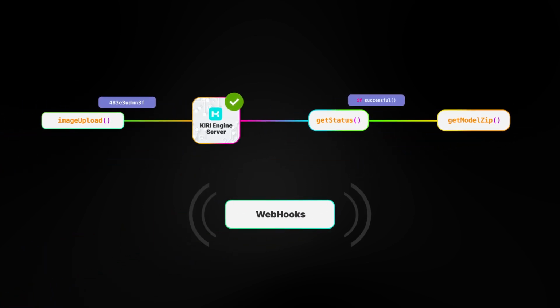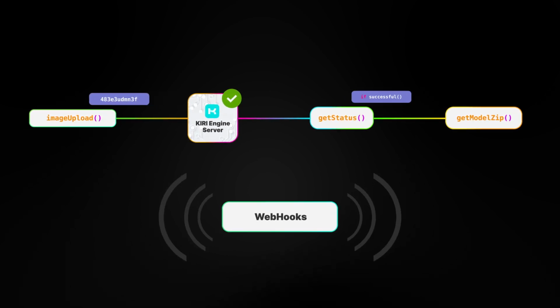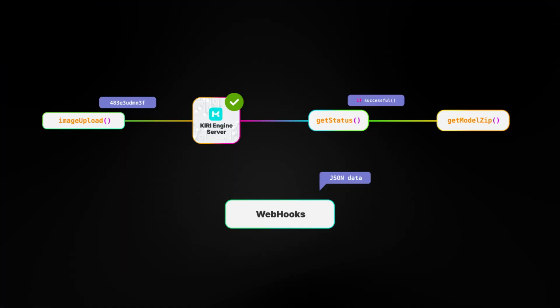We also have webhooks if you want to actively monitor your 3D scan status. When there's a status change on your task, you'll receive event-specific JSON data so you can do the next step operation right away. So this is how you work with the all-new KIRI Engine API.